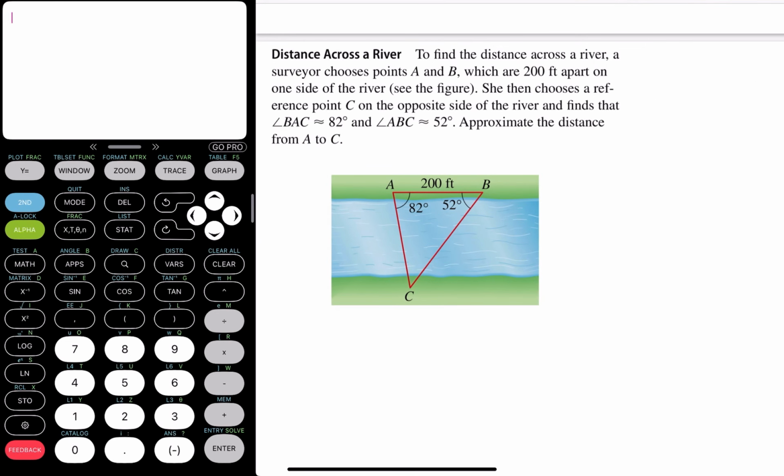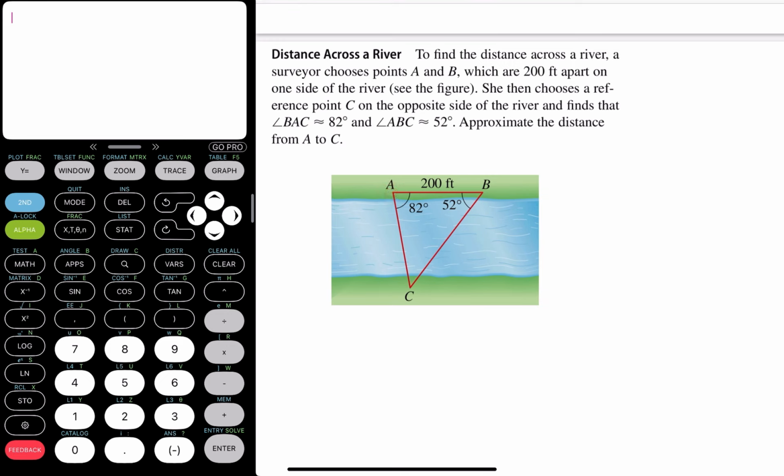Okay, let's do problem number 2. Distance across the river. Find the distance across a river. A surveyor chooses points A and B, which are 200 feet apart. So a surveyor is standing right here, and they pick 2 points A and B that are 200 feet apart.